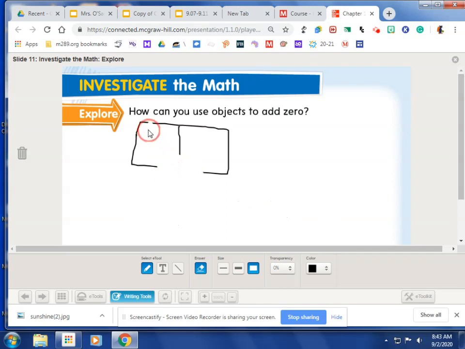Ooh, kind of erased a little bit of it, didn't I? All right. I don't know if I can fix it, but we'll try. Doing the best we can, aren't we, guys?